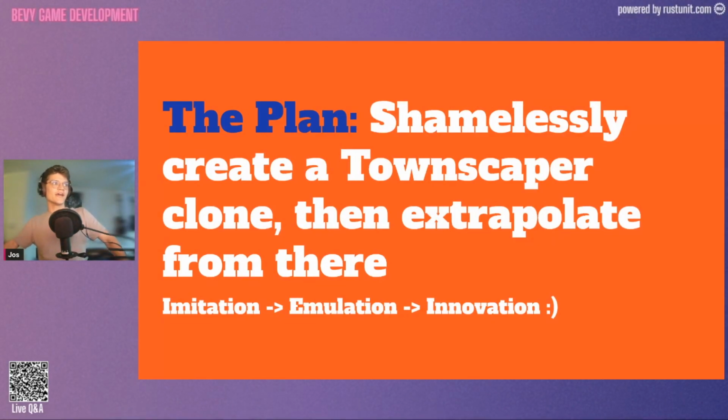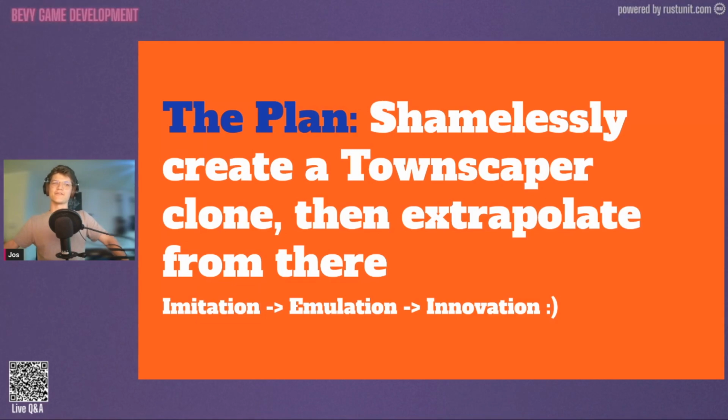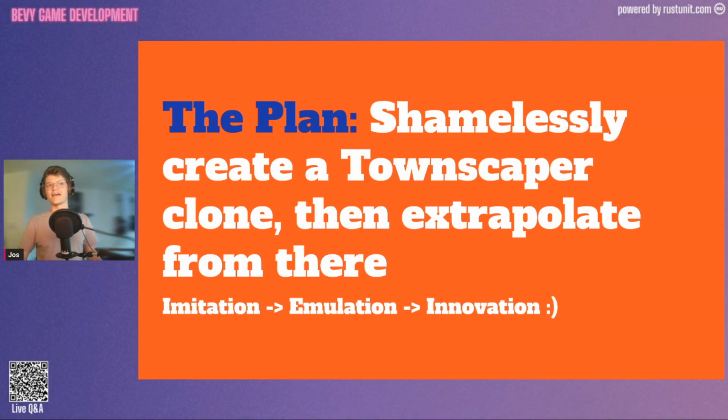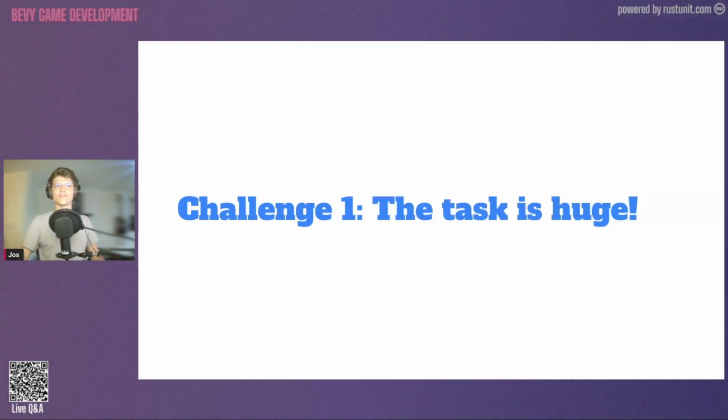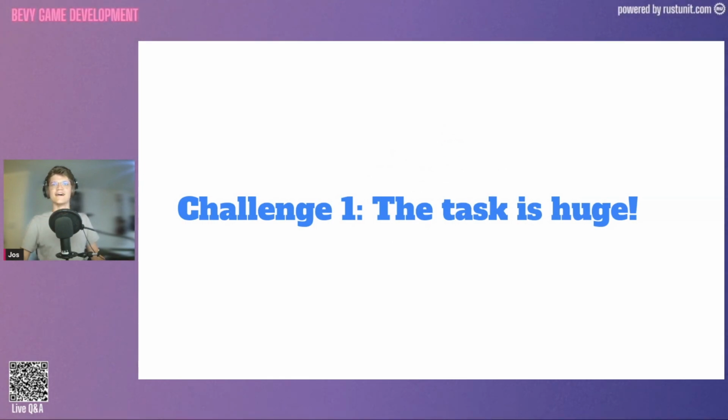So the plan is to shamelessly create a Townscaper clone and then extrapolate from there, with the whole idea of first imitating, and then from there emulating and innovating, starting something new. What were some challenges along the way? Well, the first one is that the task is huge. This is a huge project and not something you can easily just start with.